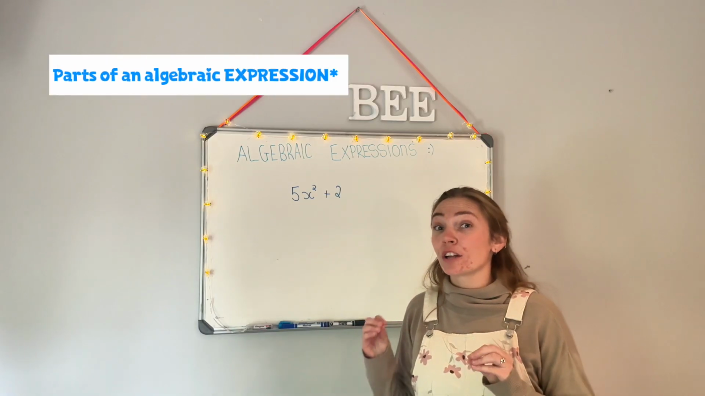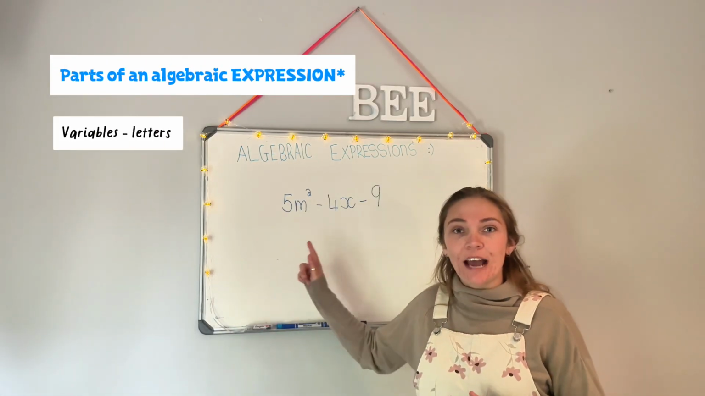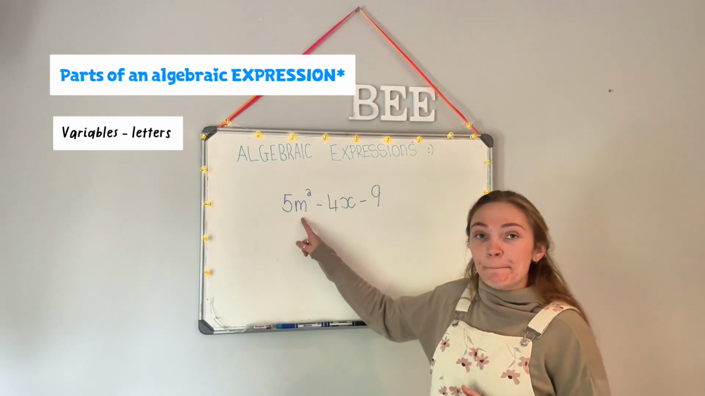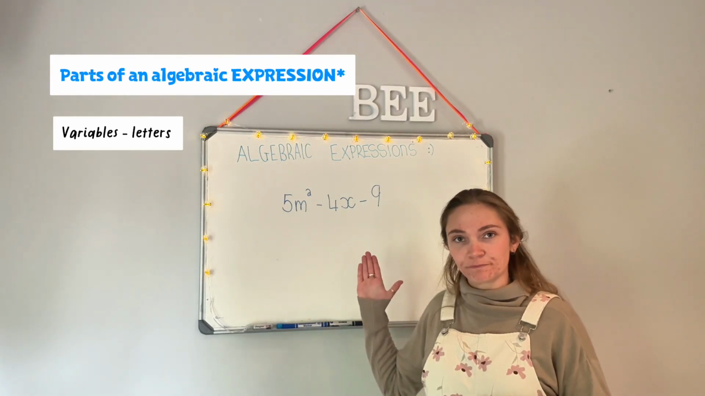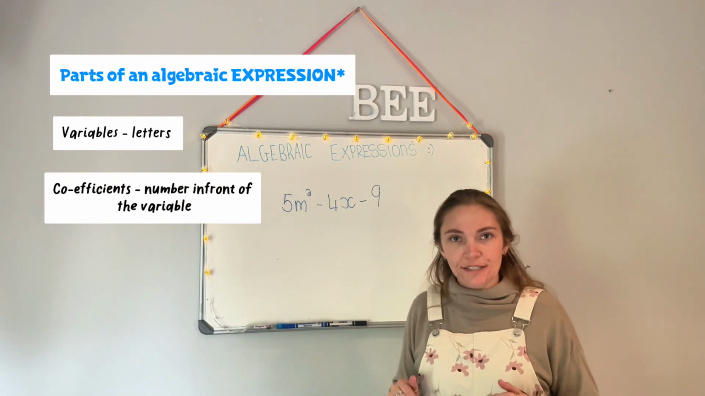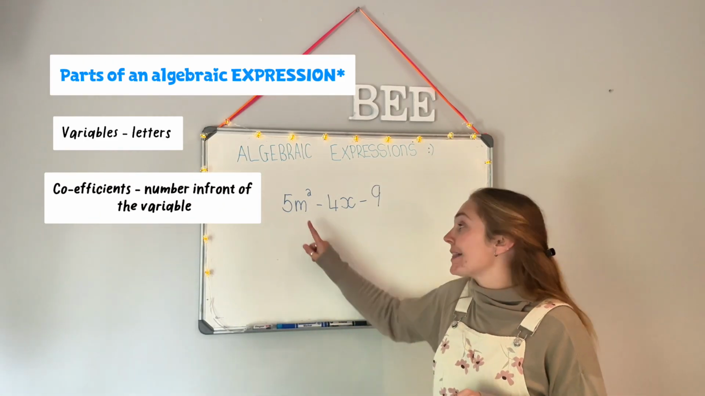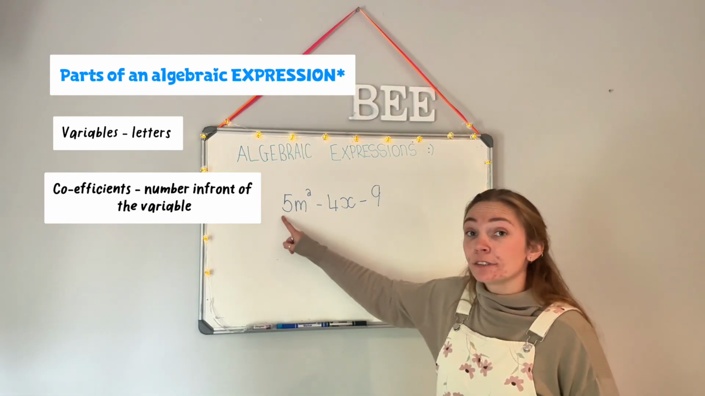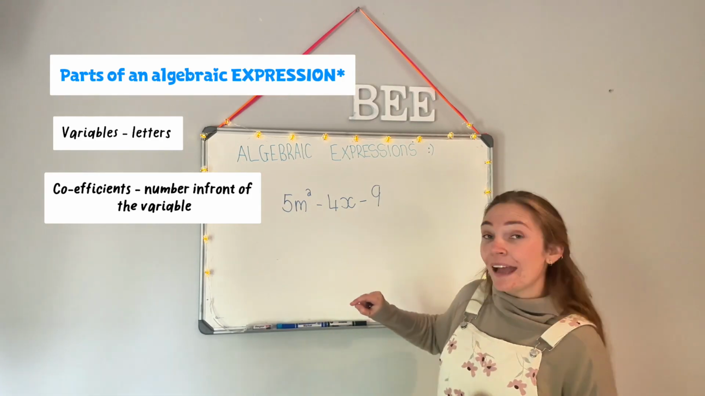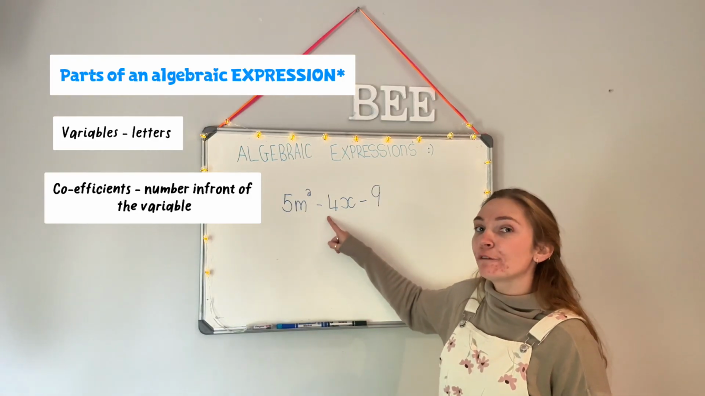Let's now talk parts of an algebraic expression. Variables are the letters in our expression. So over here, m and x are the 2 variables in this expression. Coefficients. Coefficients are the numbers in front of the variables, the letters. So the coefficient of m is 5, positive 5, and the coefficient of x is negative 4.